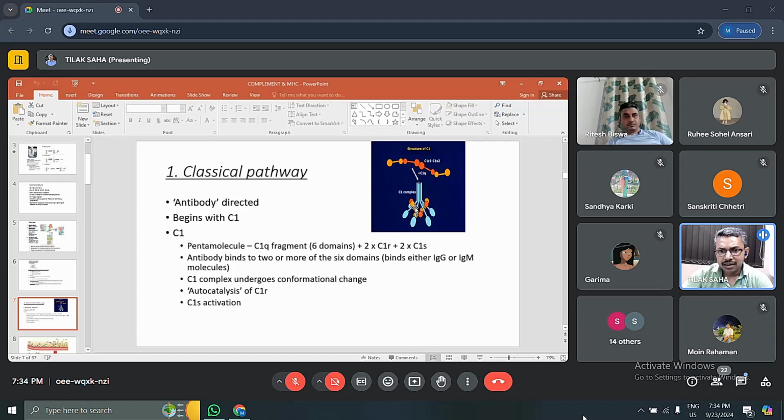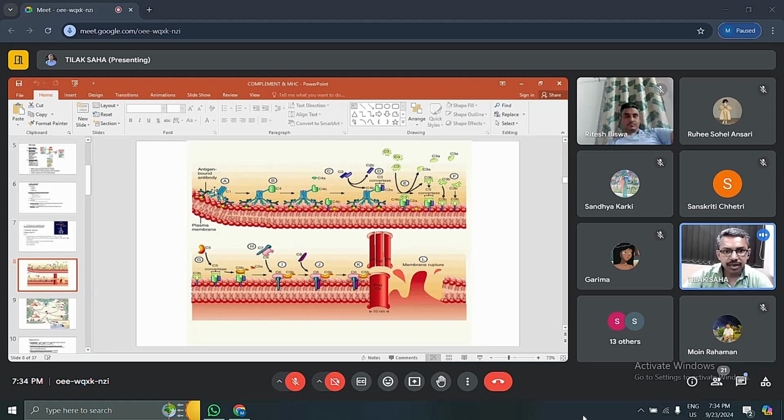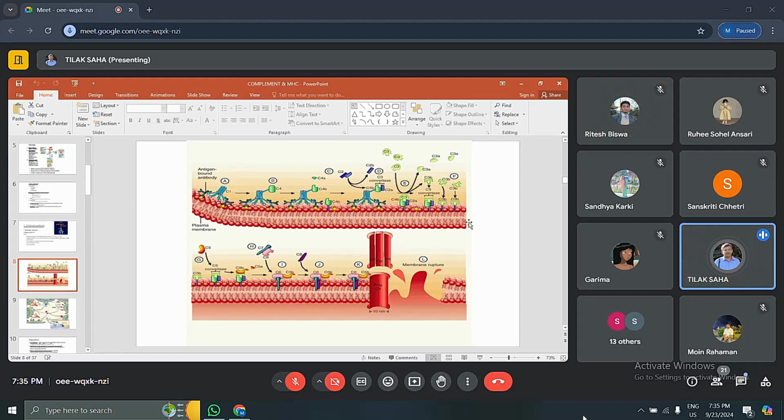And here, dumbbell-shaped structures are there: two of these C1r and two of the C1s. So altogether, this is known as C1q r2s2. Okay, this molecule is the C1 molecule. Now, how is it formed? It is formed like this. Can you see this? This is the target cell membrane. In this figure, you can see the target cell membrane.